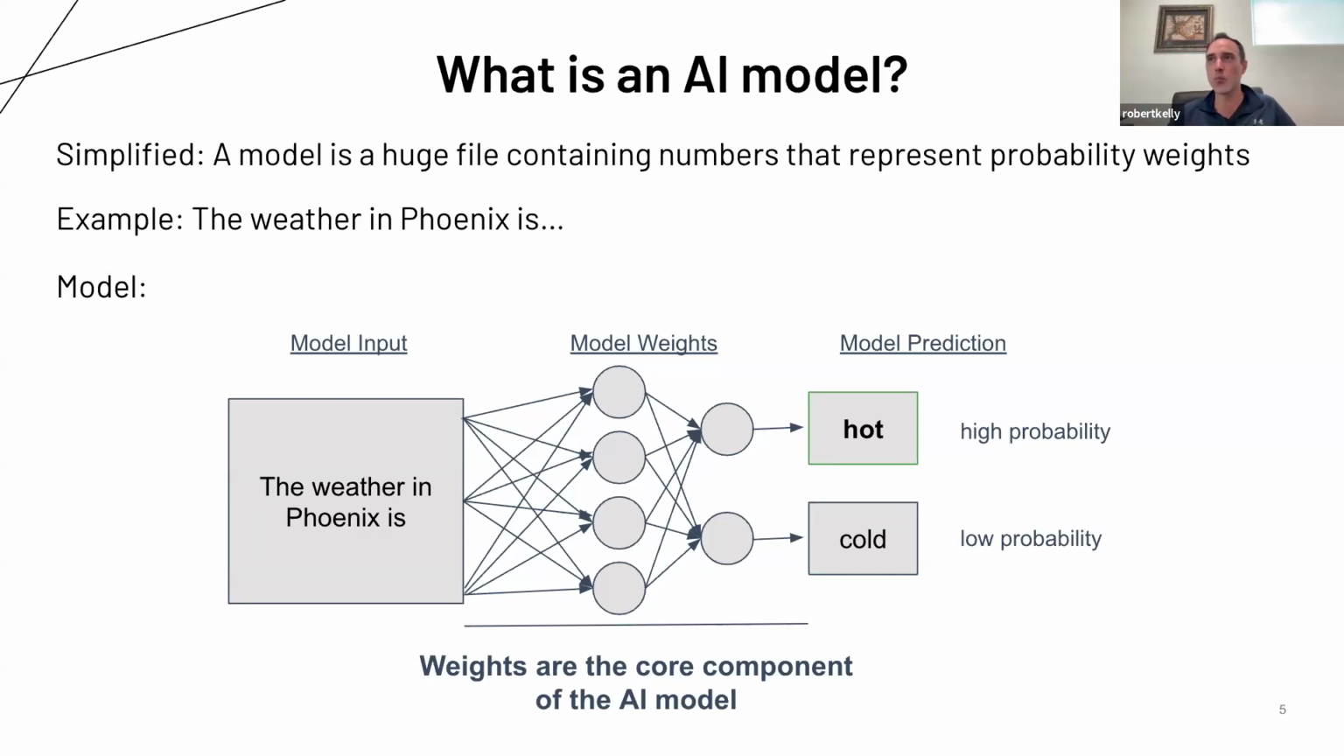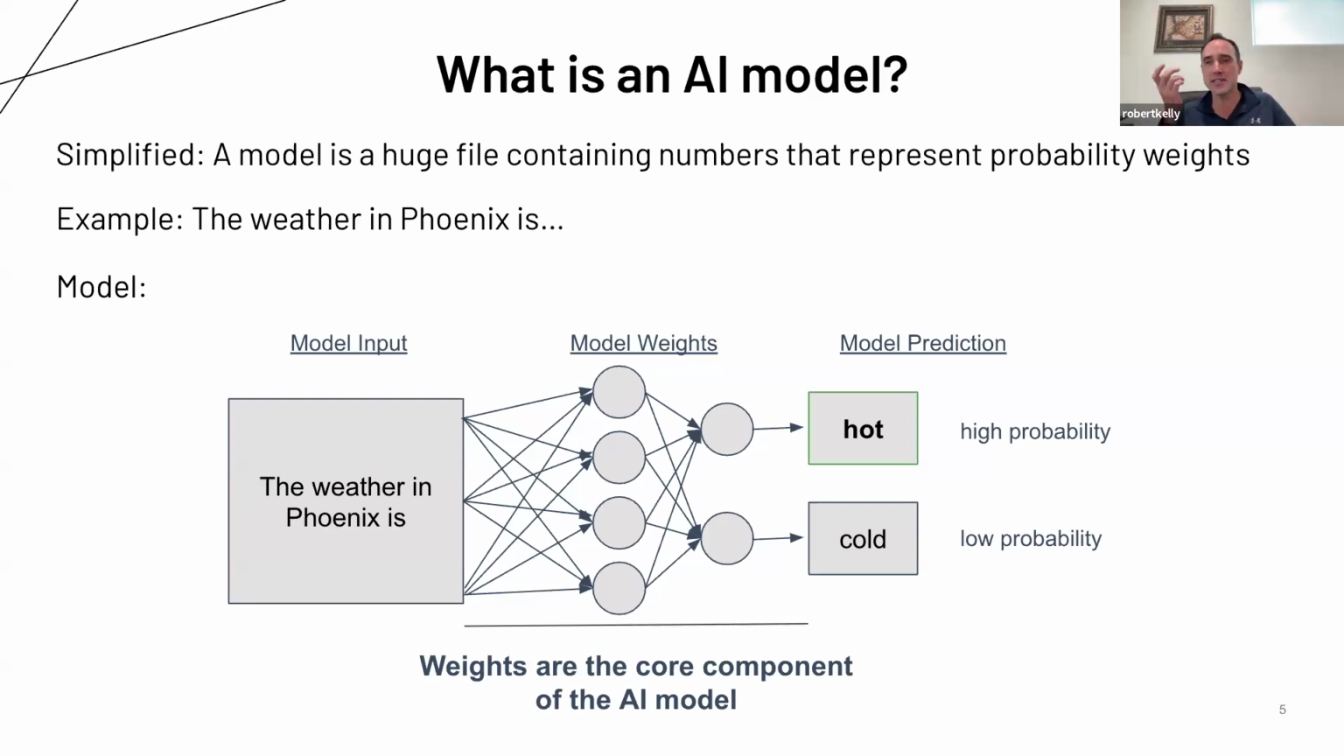So when you think about an AI model, what it really is, is just a huge file that contains a ton of numbers that represent probability weights. Now, of course, this is a little bit of an oversimplification, so there are more technical details involved, but it's probably about 90+% of the answer to what is an AI model.